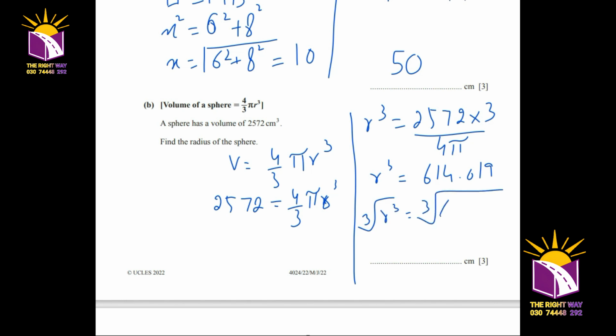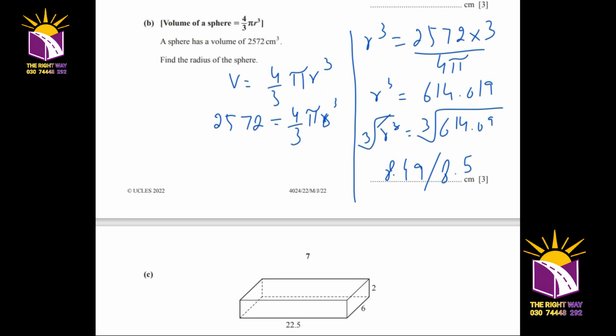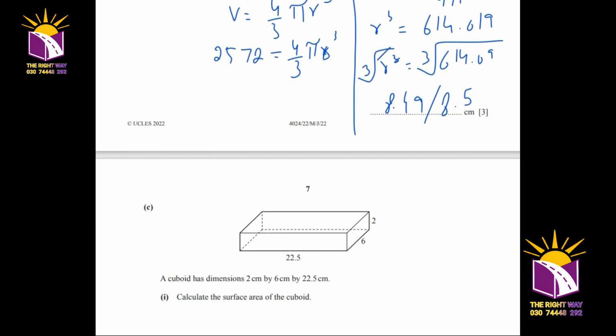So when taking the cube root, our cube and cube root cancel out with each other, and taking the cube root, we get 8.49, or you can write it as 8.5 centimeter. So the radius will be equal to 8.49 or 8.5.